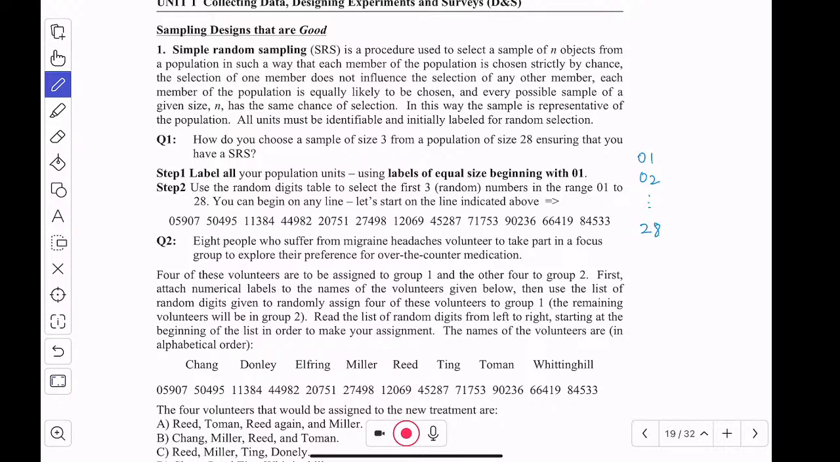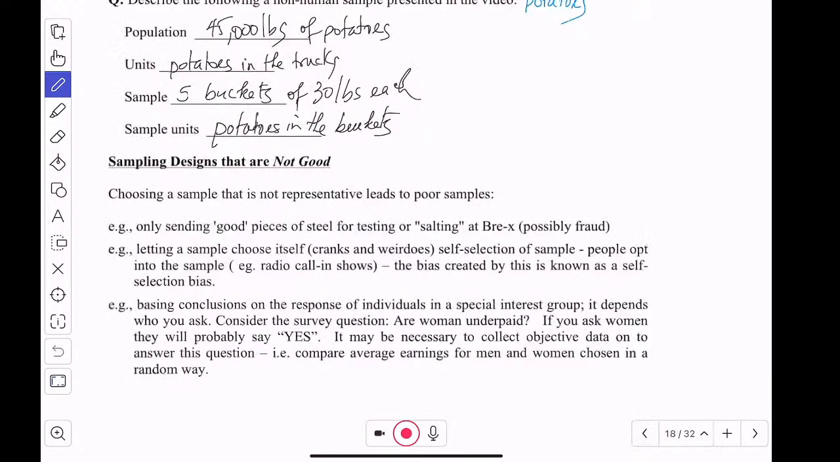Valeria. I think, didn't Valeria Gonzalez say 5 buckets of 30 pounds each? Oh. I fit it in, right? I answered that already.